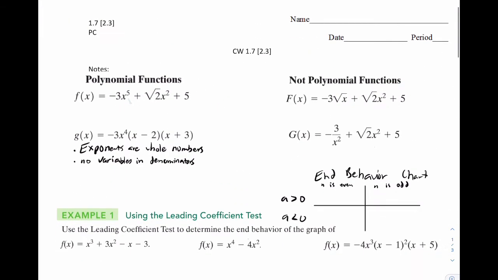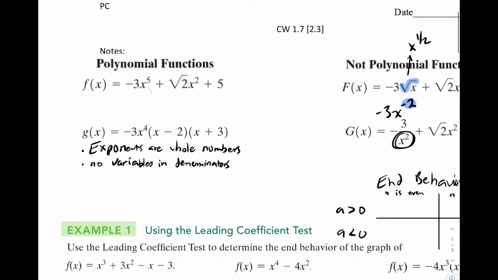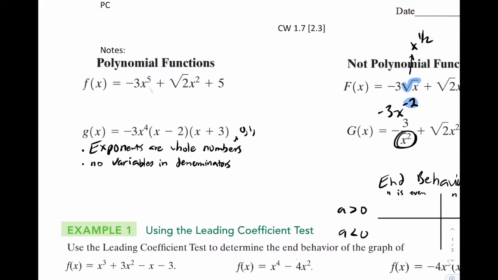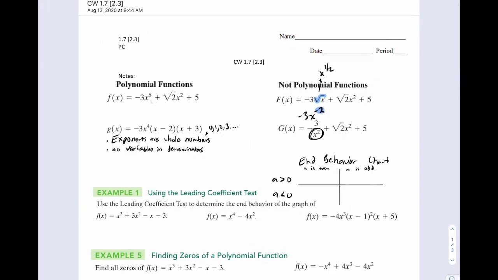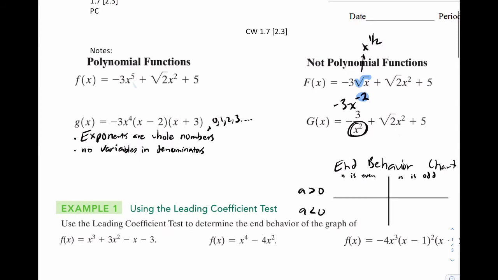And then when we go to non-polynomial functions on the right, you're going to see that here. So I'll highlight what's wrong here. You see right here the root. The root can be thought of as x to the 1/2. 1/2 is not a whole number. And right here we can see that there's a variable in your denominator. Or for those of you who remember exponents, that's x to the -2. And again, that is not a whole number. Whole numbers are going to be 0, 1, 2, 3, ... That's a quick refresher on what it means to be a polynomial function.